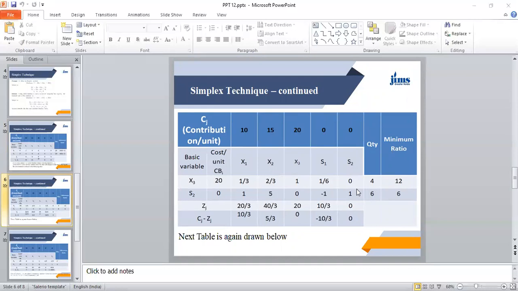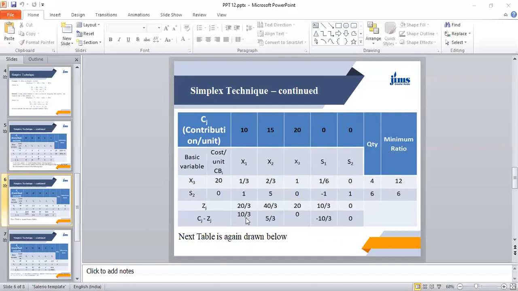Likewise, we calculate all the cell entries in the next table, and we again calculate the Zj. Now 20 into 1 by 3, 20 by 3, 0 into 1, 0. So when you add up, this becomes 20 by 3. 20 into 2 by 3 is 40 by 3. 0 into 5, 0. So 40 by 3. Here, 20 into 1, 20, 0, 20. 20 into 1 by 5, 4. And plus 0 minus 1, 4. 20 into 1 by 6 is equal to 20 by 6, which means 10 by 3. 10 by 3. And this is 0. So you deduct: 10 minus 20 by 3 will be 10 by 3.